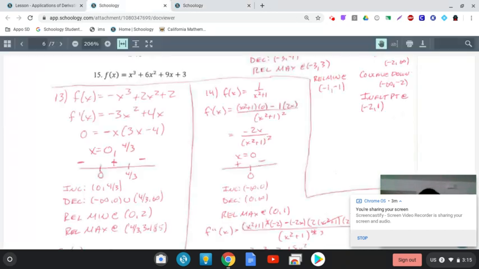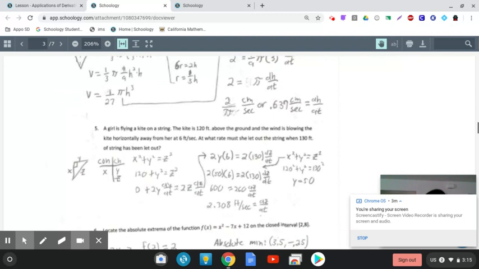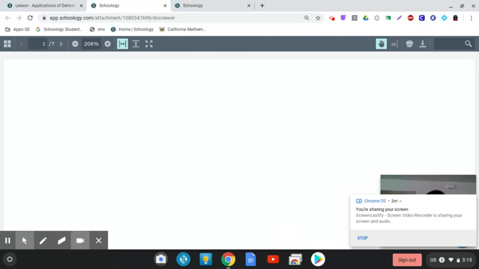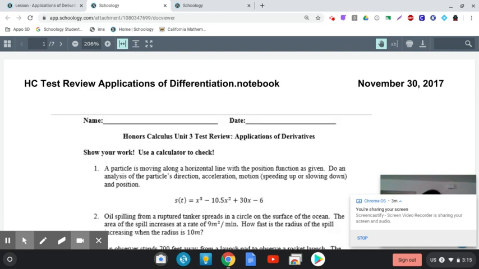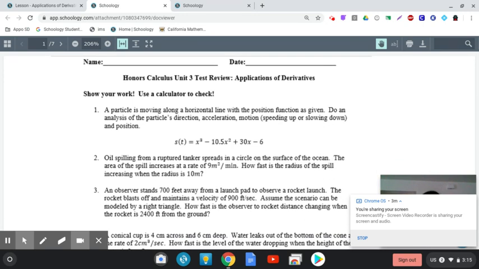Over on this tab, we have the review packet that is mentioned. It'll be titled Honors Calc Test of something, Review applications of differentiation. A particle is moving along a horizontal line with the position function as given. Do an analysis of the particle's direction, acceleration, motion. You can take that wording, but the function provided, you have to create your own, and you have to answer the question as well, right?